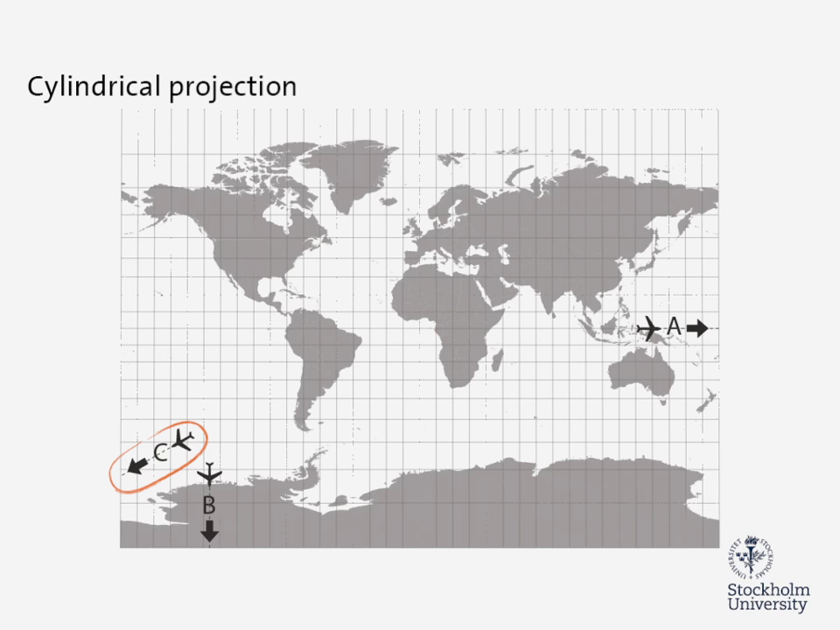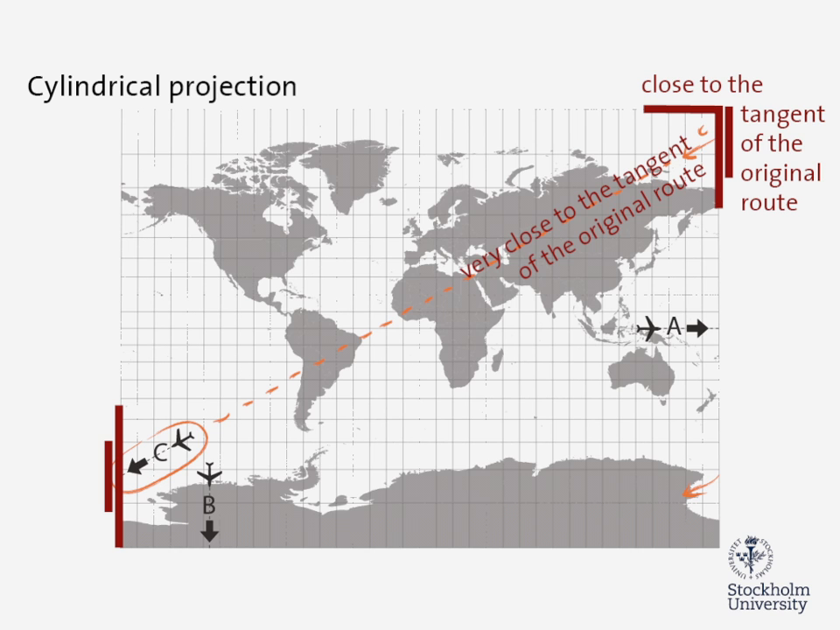We look closer at airplane C on the cylindrical projection and identify the location for the linear peripheral continuation and for the actual peripheral continuation. To be able to quantify the answers, I identified the parts of the periphery that were close and very close to the tangent of the original route. If many proposed continuations were found inside this red zone, then many answered according to linear peripheral continuity.